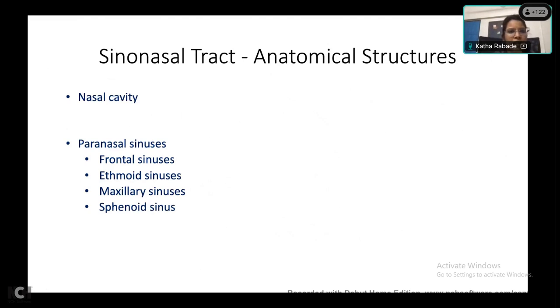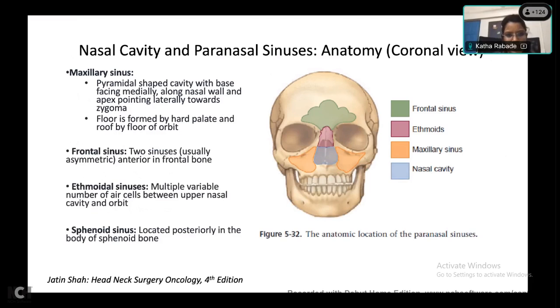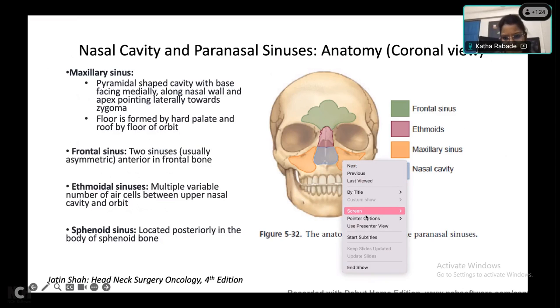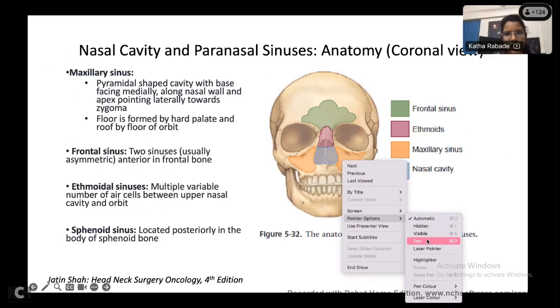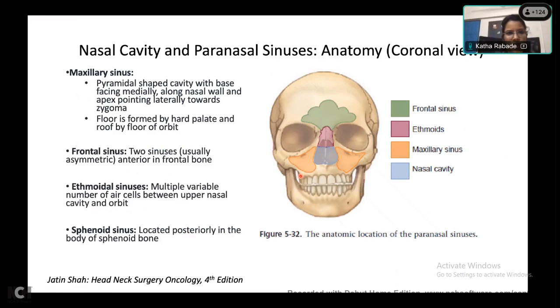Sinonasal tracts, the anatomical structures are the nasal cavity and paranasal sinuses, that is the frontal sinus, ethmoid sinus, maxillary sinus, and the sphenoid sinus. So this is a coronal view showing all the sinuses. The maxillary sinuses are these pyramidal shaped sinuses which are facing medially along the lateral nasal wall and the apex pointing towards the zygoma. Their floor is formed by the hard palate and roof is formed by the floor of the orbit.